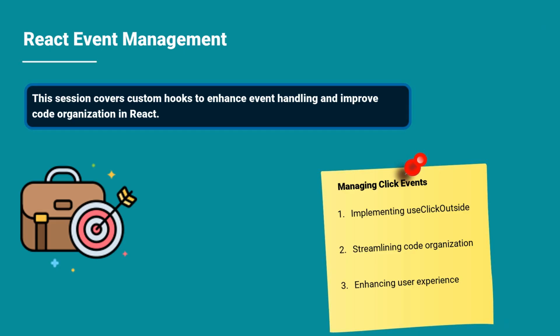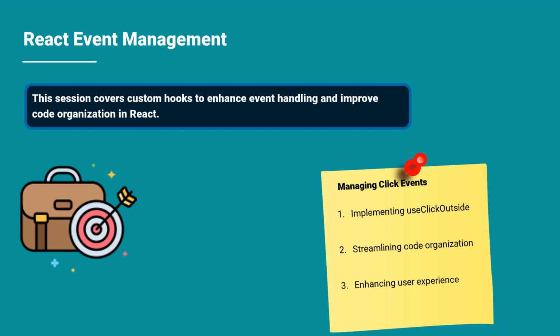Utilizing custom hooks in React can significantly streamline event management, making your components more organized and your code cleaner. In this session, we'll explore how to create a custom hook for managing click events outside of a specified element. This is particularly useful in scenarios like dropdowns, modals, or tooltips, where you want to close the element if a user clicks outside of it.